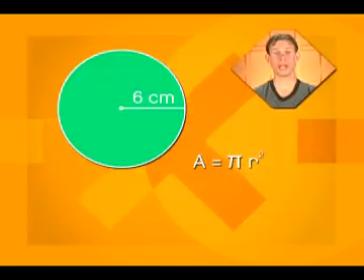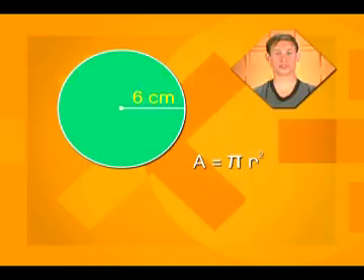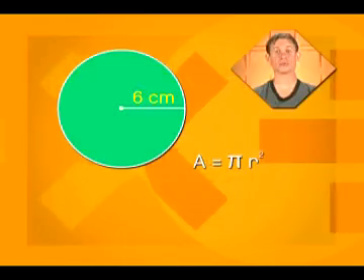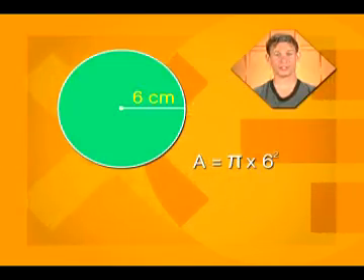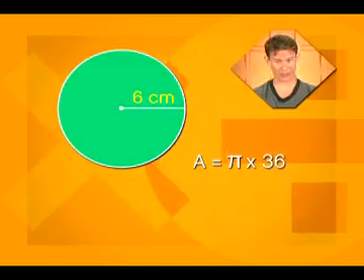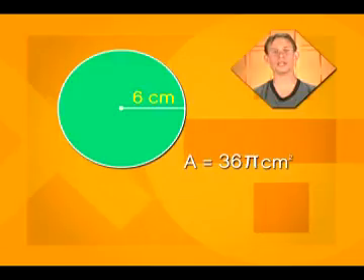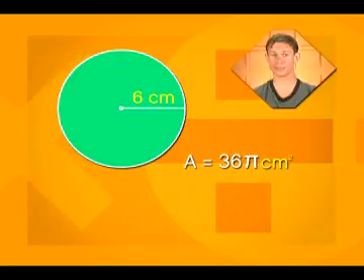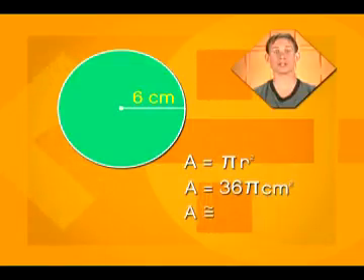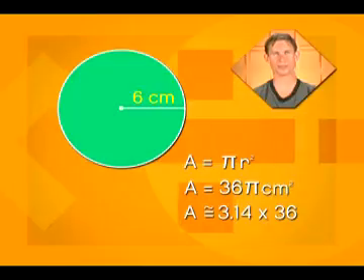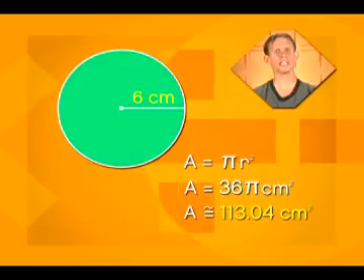Let's see if we can figure out the area of this circle. It has a radius of 6 centimeters, so A equals pi times 6 squared. 6 squared is 6 times 6, 36. So, the area is 36 pi centimeters squared. Area is always expressed in square units, even when you're finding the area of a circle. Now we can find the approximate area by multiplying pi times 36. That's 113.04 centimeters squared.